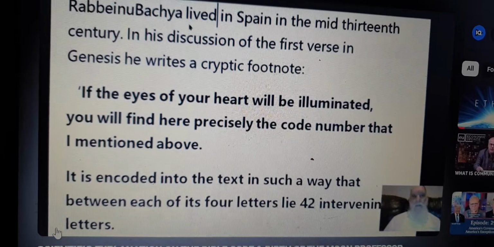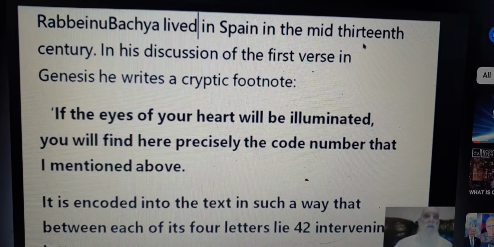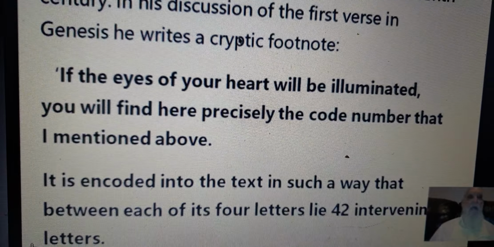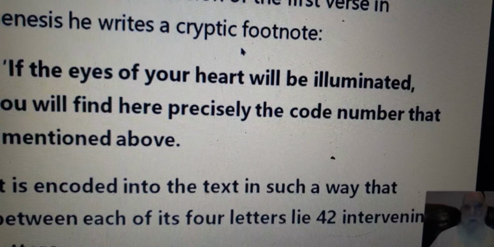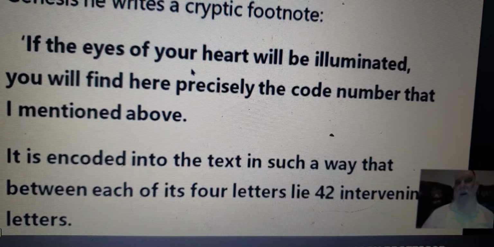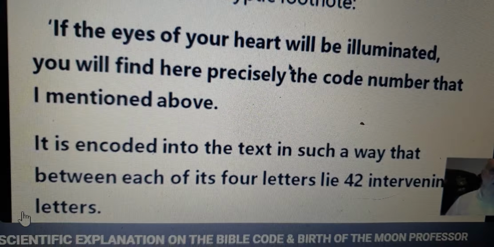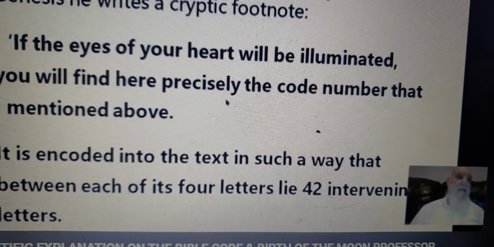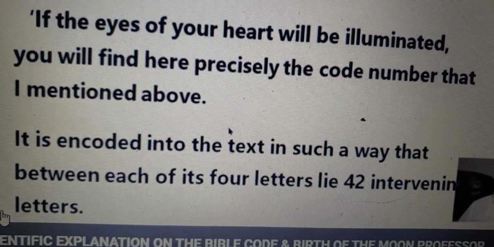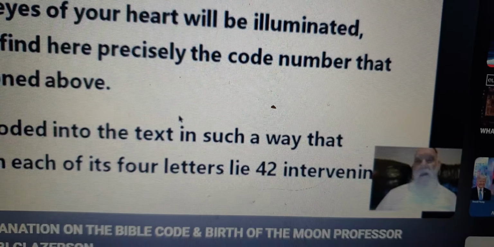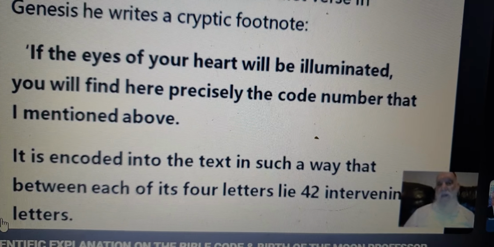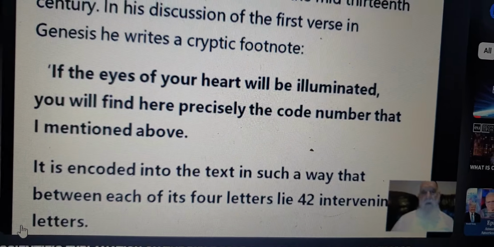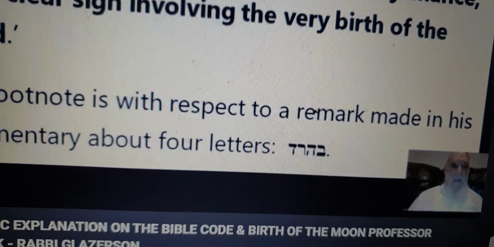Rabbeinu Bachya lived in Spain in the mid-13th century. In his discussion of the first verse in Genesis, he writes a cryptic footnote. If the eyes of your heart will be illuminated, you will find here priceless the code number that I mentioned above. It is encoded into the text in such a way that between each of its 4 letters lie 42 intervening letters. So that I will tell you exactly what is the idea.